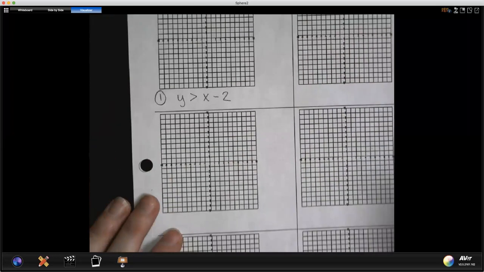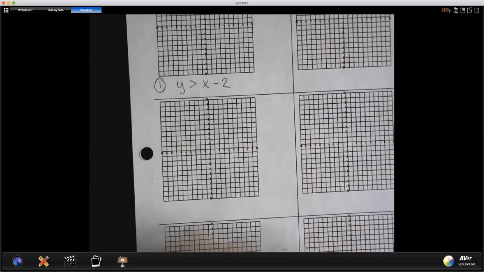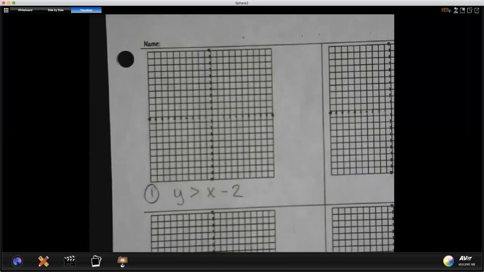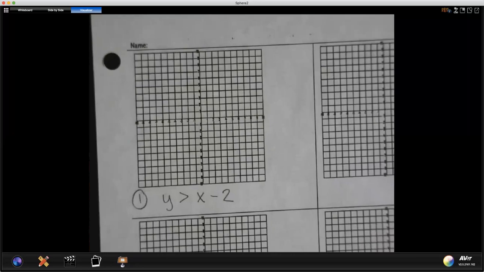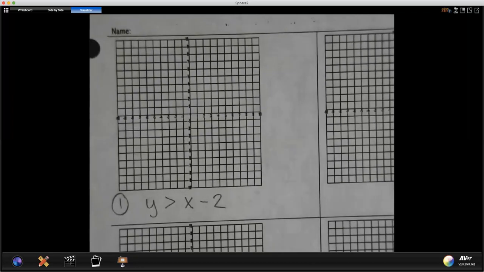All right, number 1, we are going to graph y is greater than x minus 2. I'm going to zoom in to make it a little easier for us. Didn't we just do this, but it was minus 3? Yep. Okay, so what do we start with? We start with our y-intercept. Now, I know it's been a week, but let's remember, how do we say a y-intercept? What should the coordinate point of the y-intercept be?